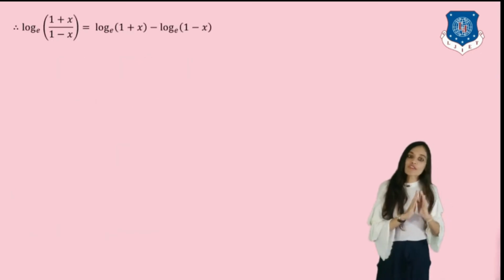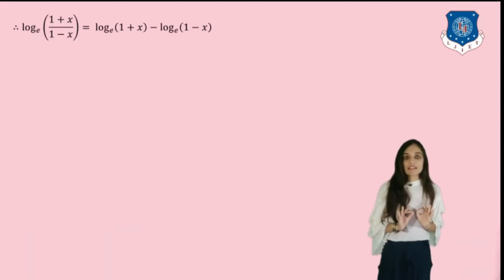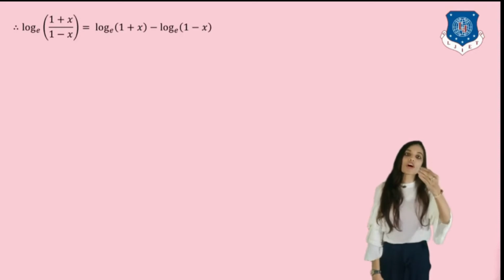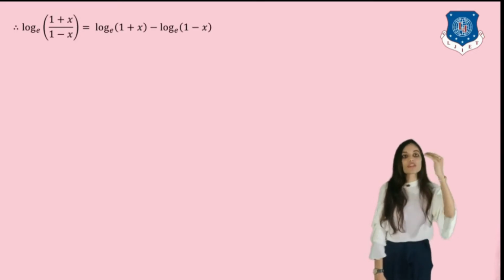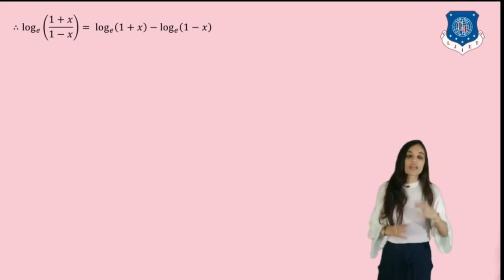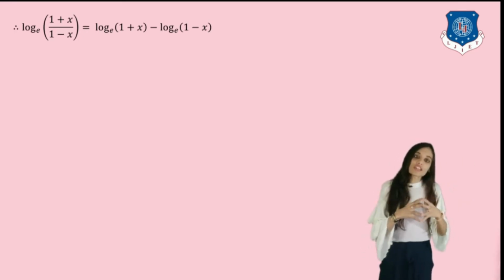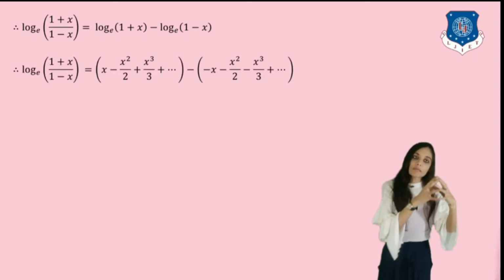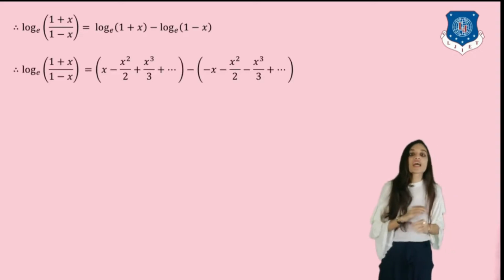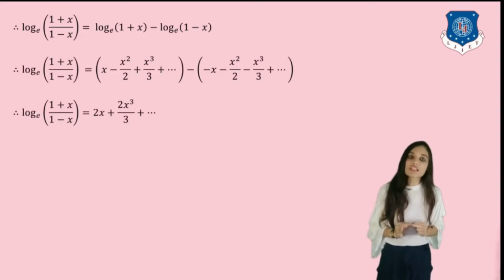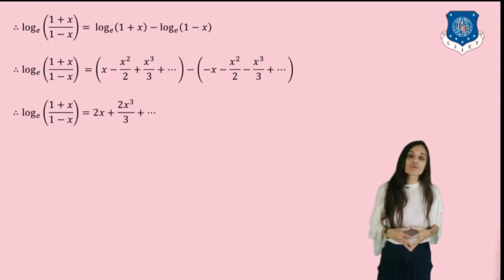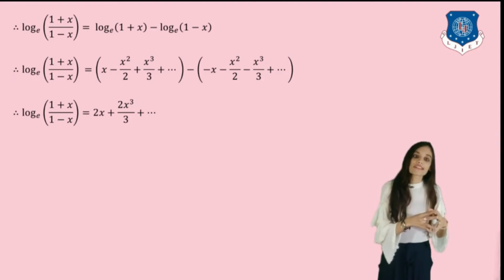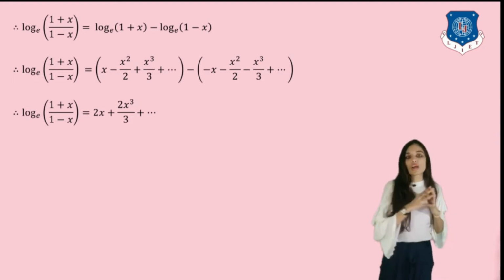Now our final task is to find the Maclaurin series of log of 1 plus x upon 1 minus x. Now log a upon b is equal to log a minus log b. Just put the Maclaurin series of log 1 plus x and log 1 minus x, subtract both of them and you will get our Maclaurin series of log of 1 plus x upon 1 minus x, that is equal to 2x plus 2x cube upon 3 and so on.